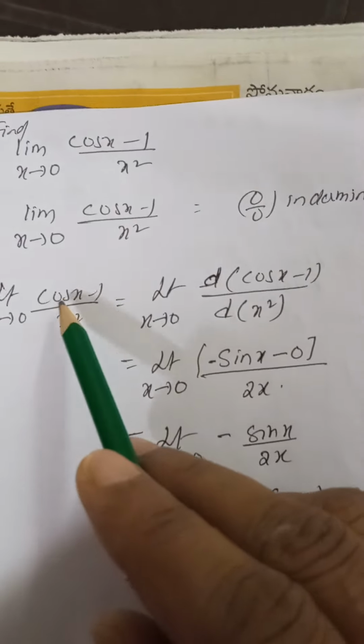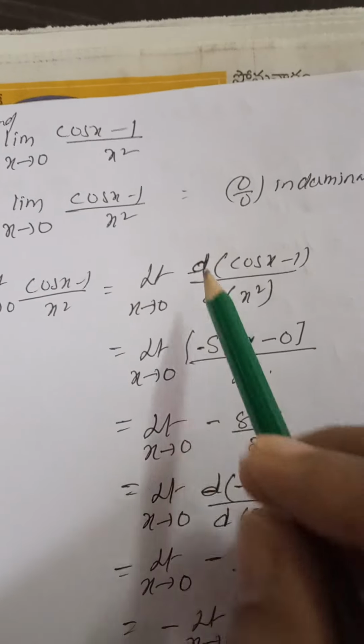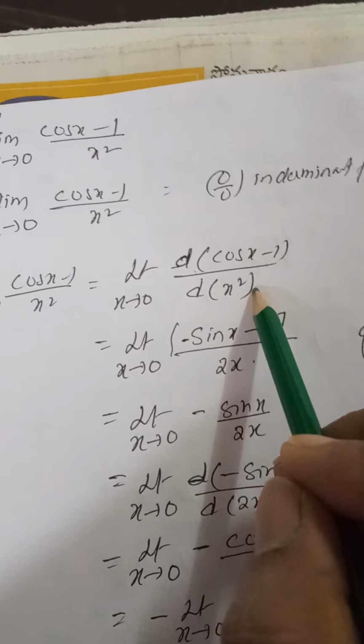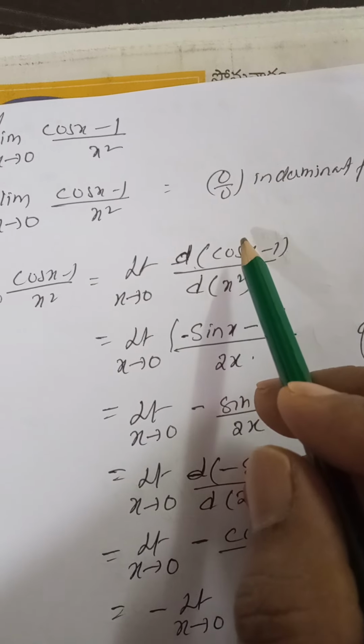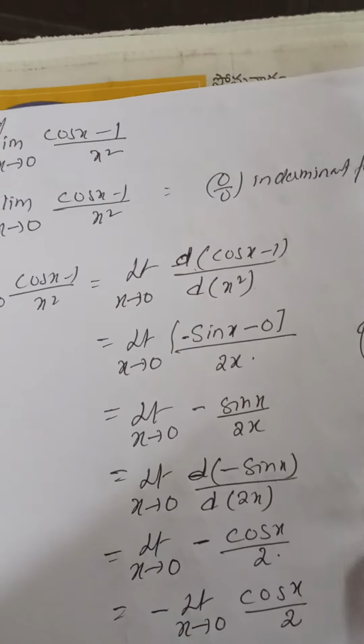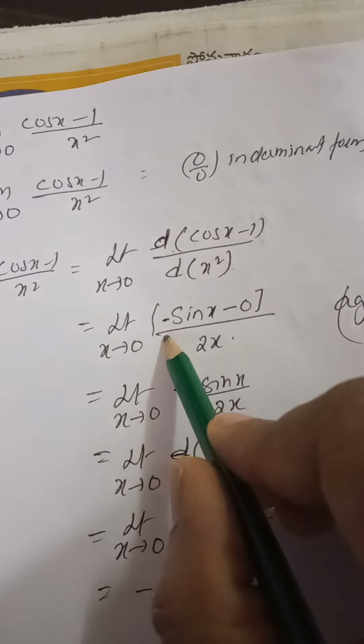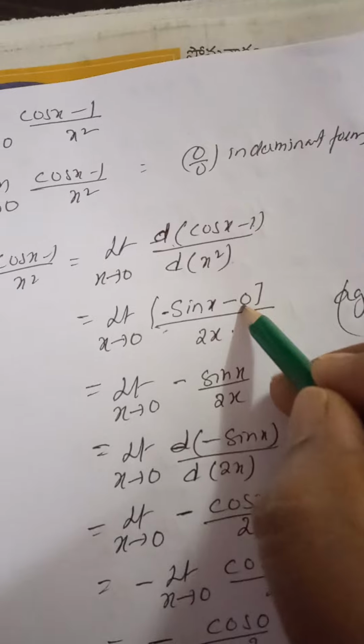Simply we have to differentiate this one. Right? Now differentiation of cos x minus 1, and differentiation of x square. Differentiate the numerator separately and also the denominator. Right? Differentiation of cos x is minus sin x. Differentiation of 1 is 0.